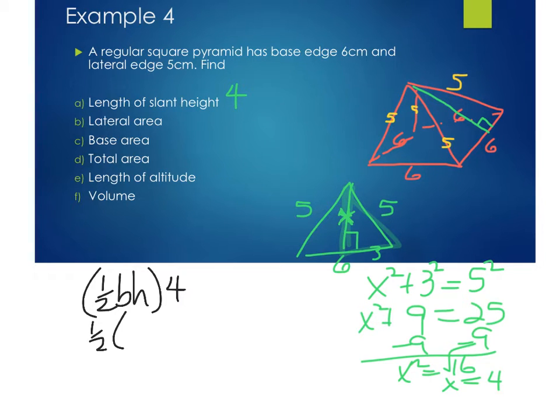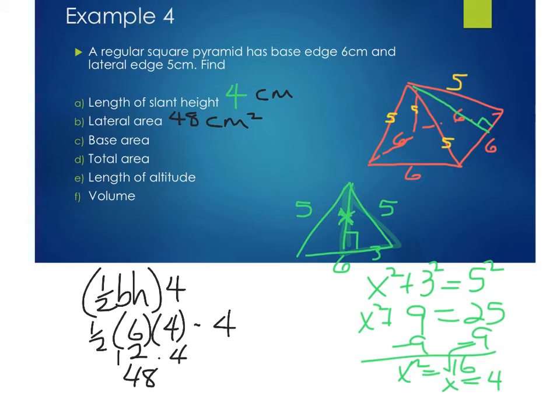So my base is 6, my height is 4. I'm going to do that whole formula and then times it by the 4 triangles that I have. So this will give me 12 for just one, and 12 times 4, I get 48 centimeters squared for the lateral area. The length of the slant height is just 4 centimeters.